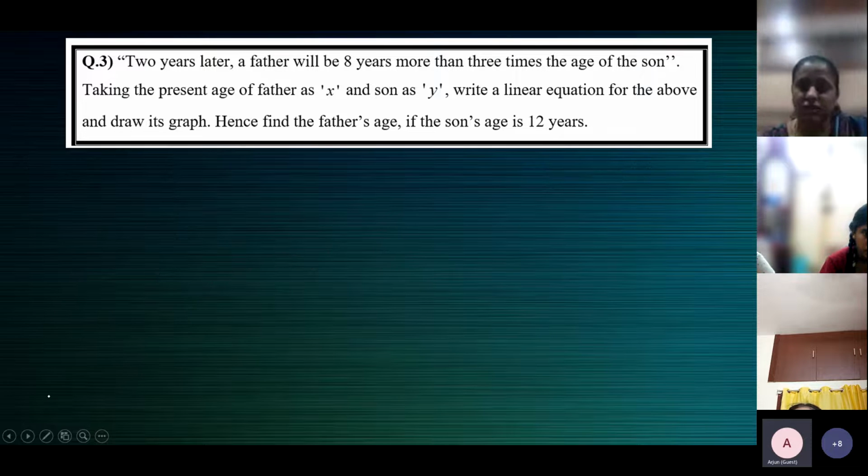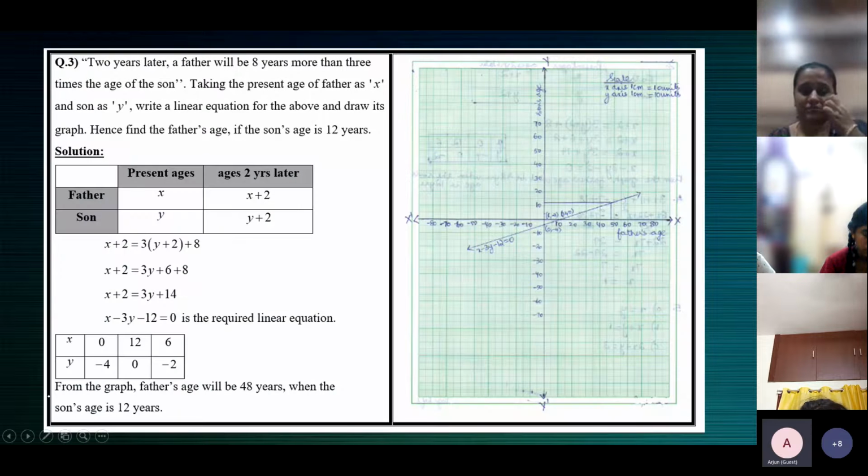Okay, this is enough. Now you can choose your scale. I have not shown the working, children. You have to show the working. I have prepared the XY table with these values 0, 12, and 6. You please take your own values.